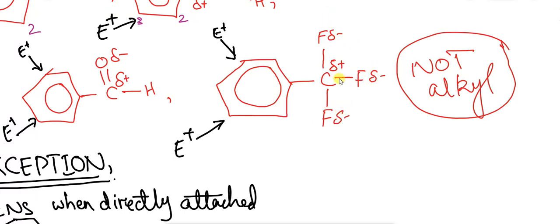These fluorine atoms will basically have a partial negative charge. So the carbon atom gets a partial positive charge, and hence this carbon atom, due to the partial positive charge, will attract the electron density away from the benzene ring, and hence the benzene ring will become less reactive, and hence the electrophile will come and attack the third and fifth position.